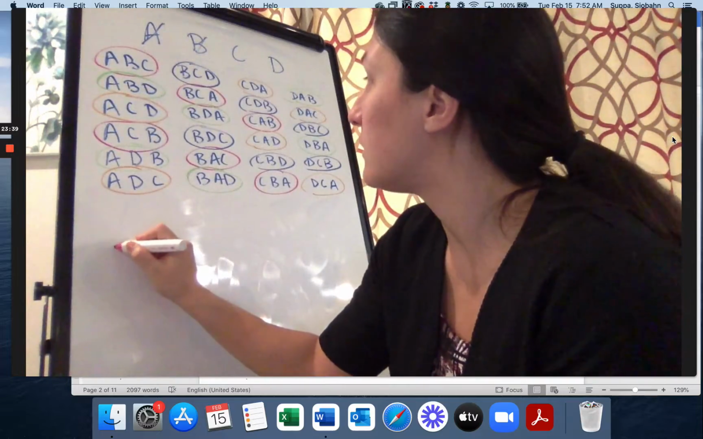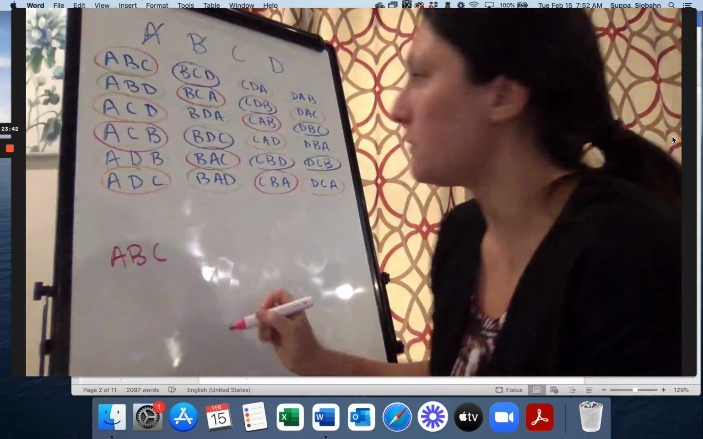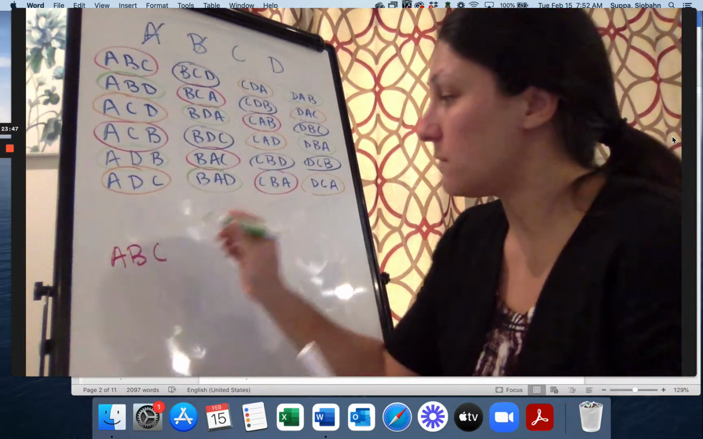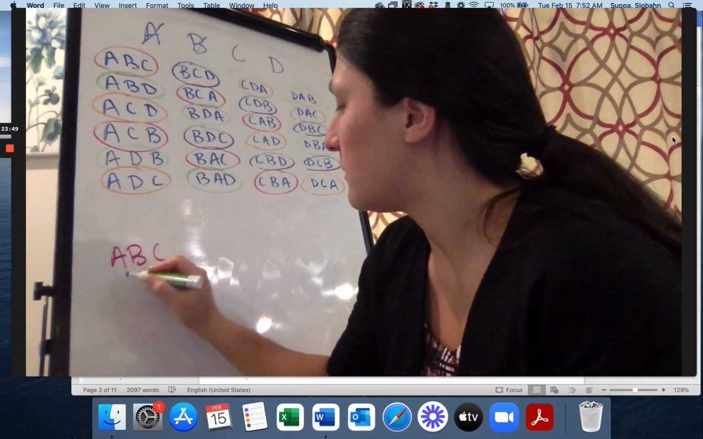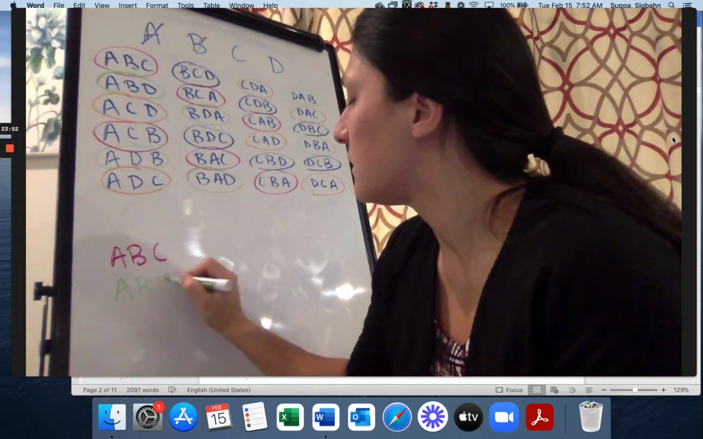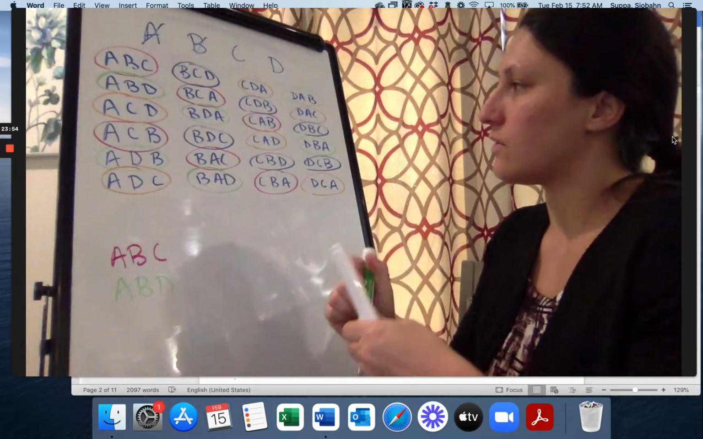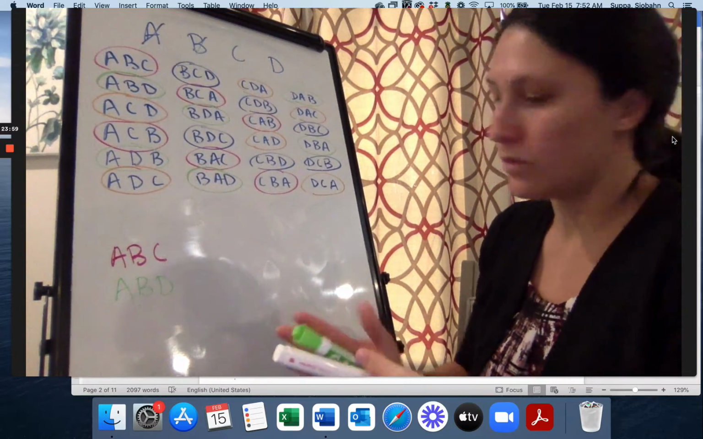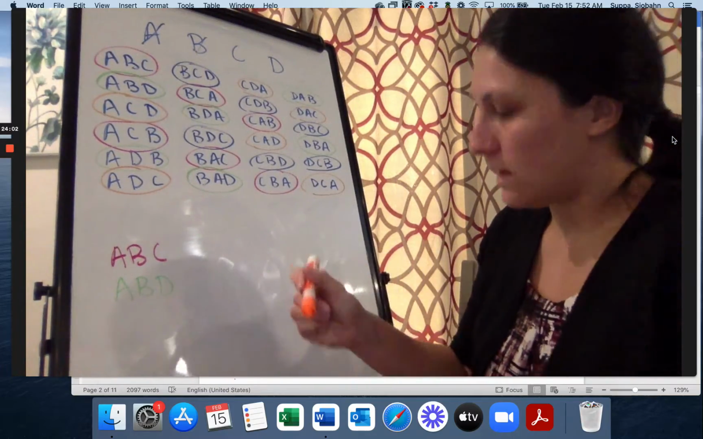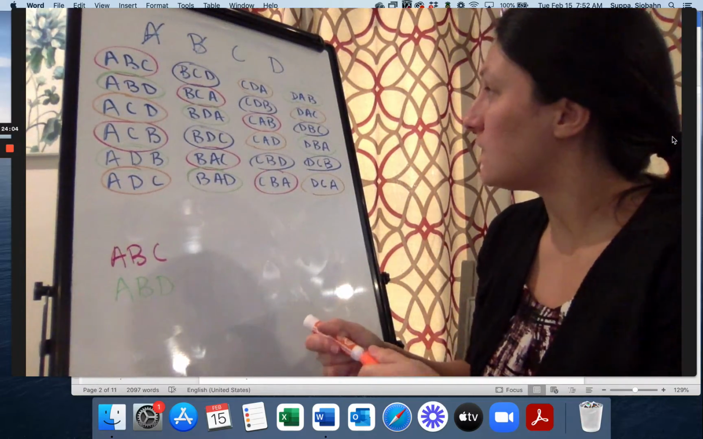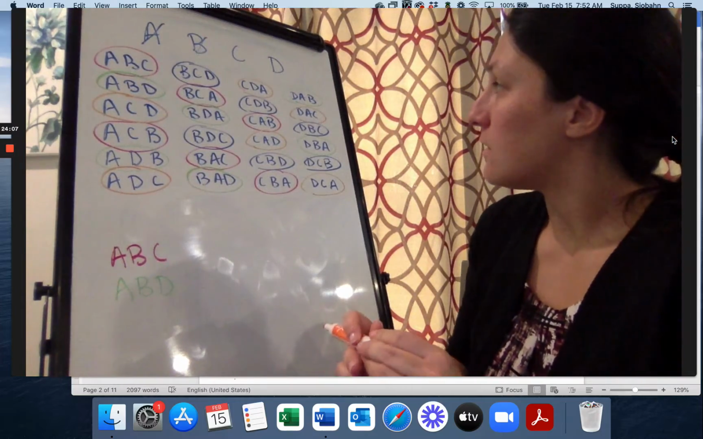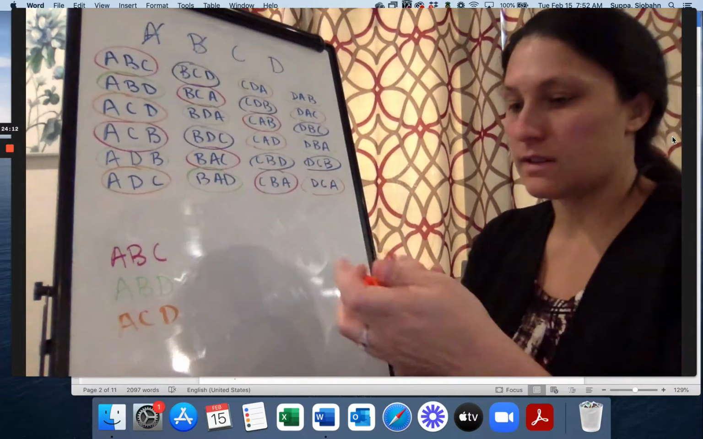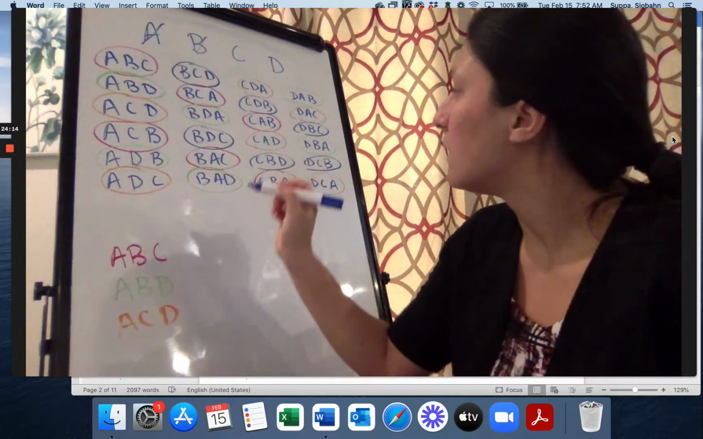You should have the group A, B, and C. You should have the group, I'll try and match the colors to how I circled them, A, B, D. You should have the group, so let's see, orange? Let's get orange. A, C, D, and then in blue. So here's A, C, D. And then the last color that I circled all in blue are B, C, D.